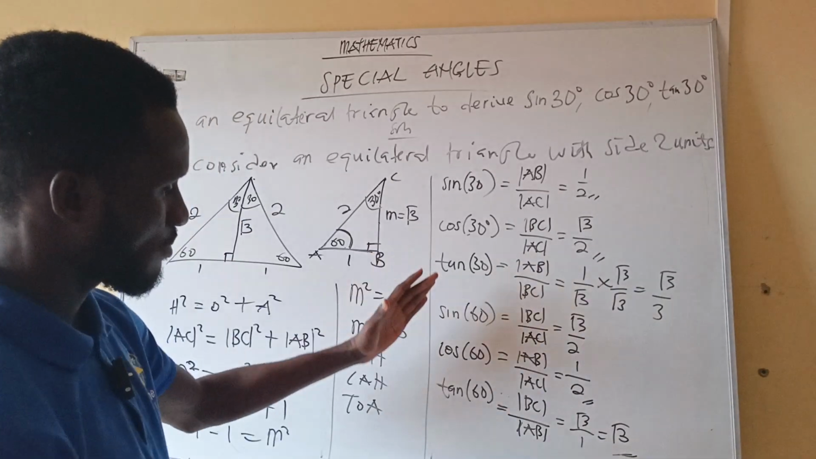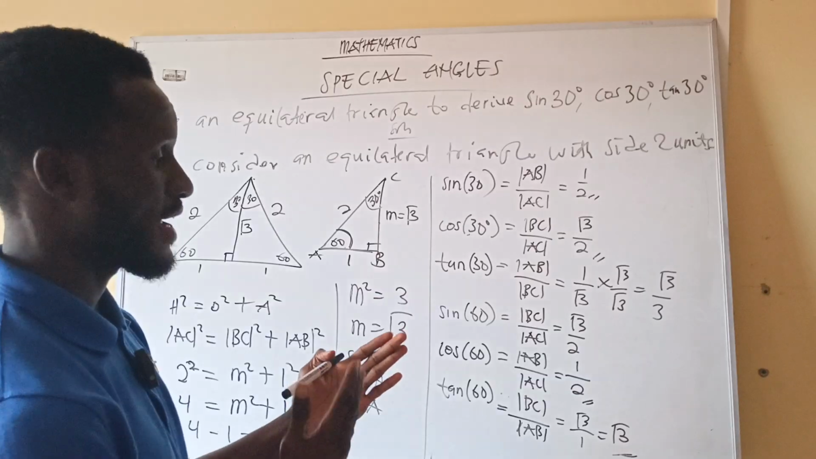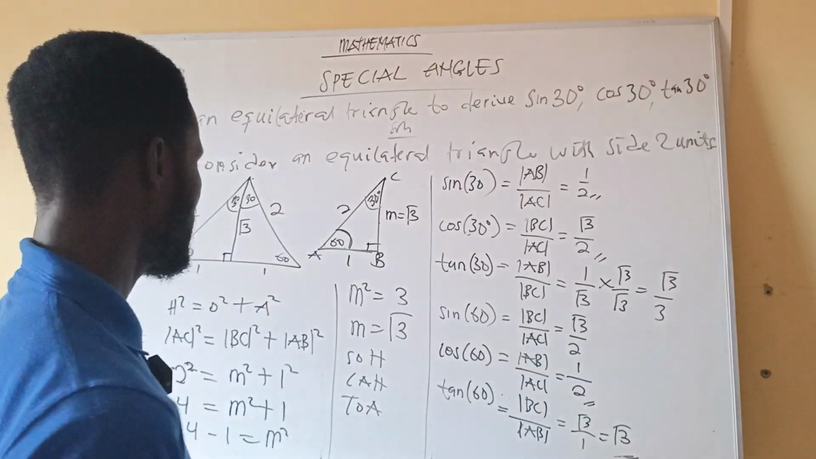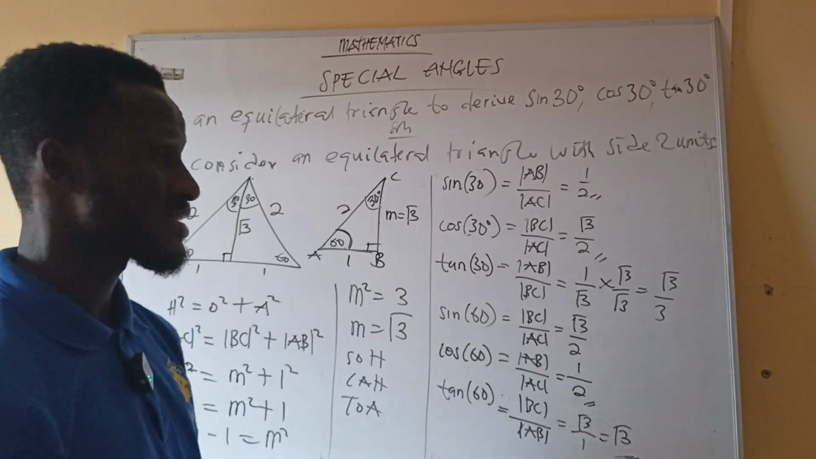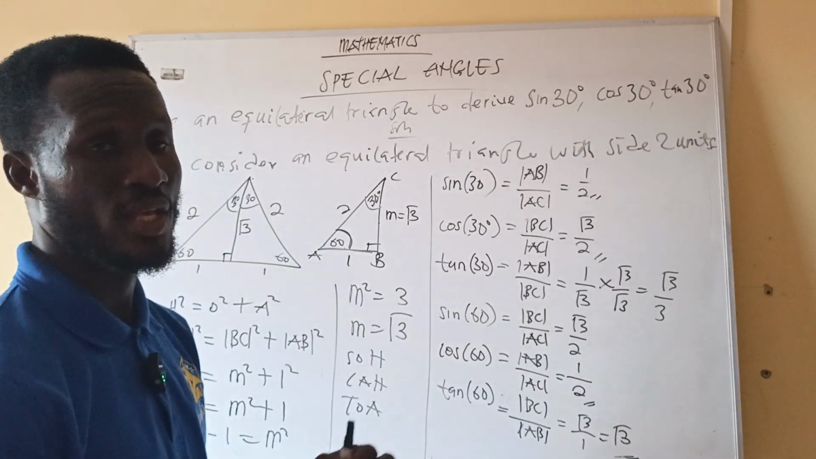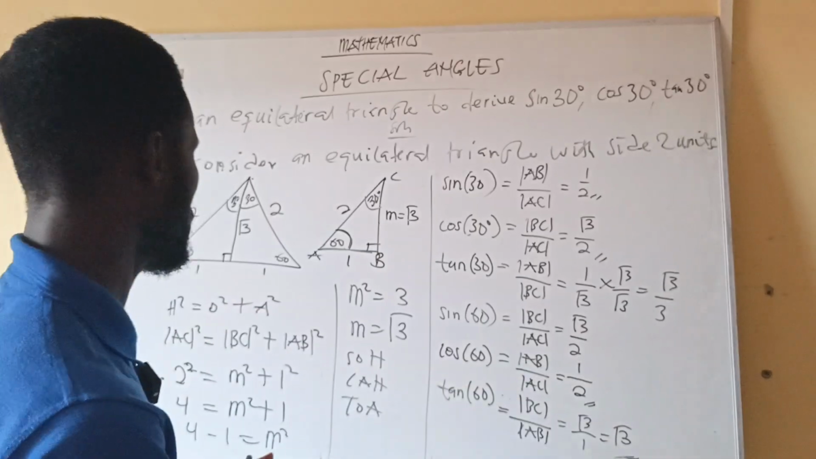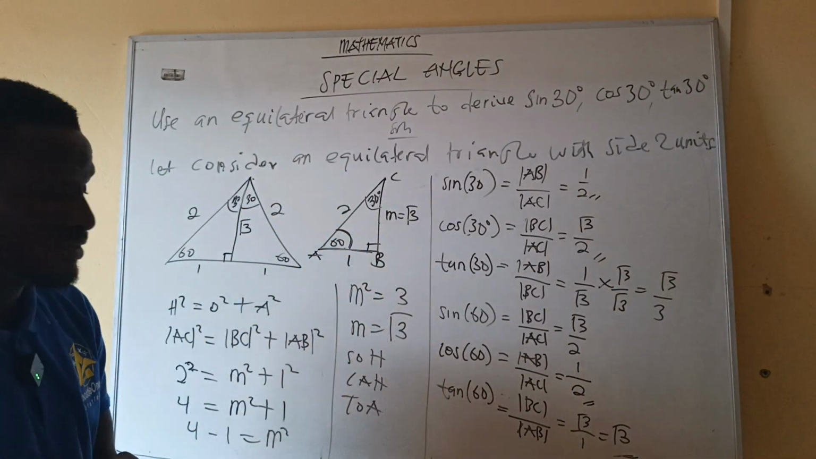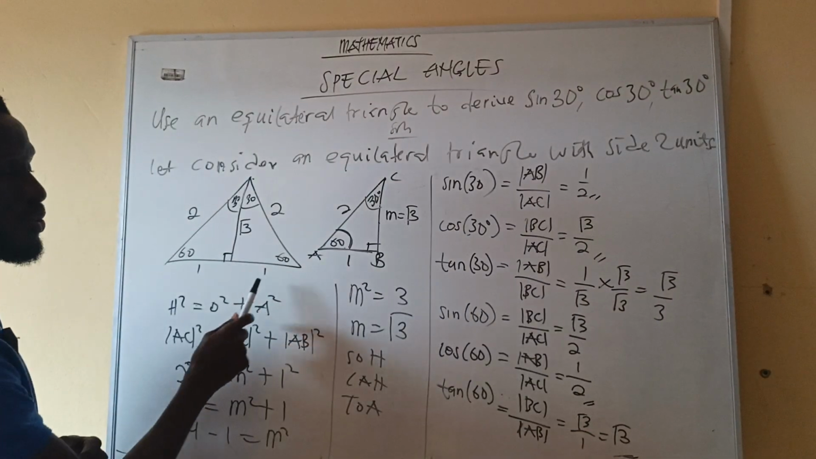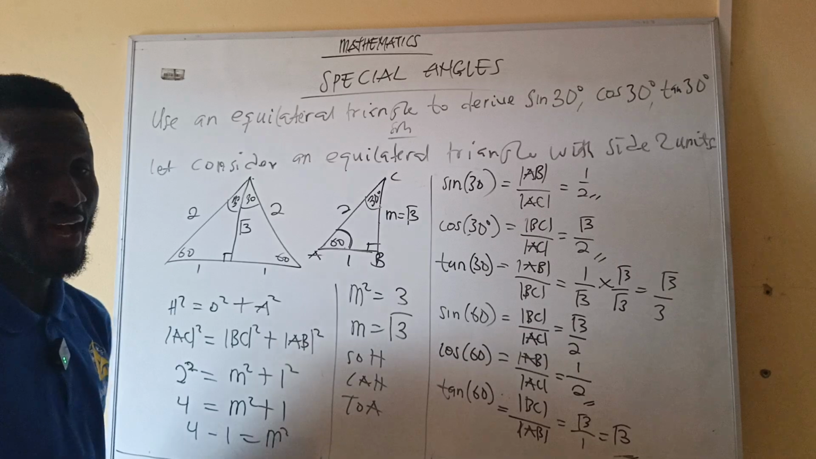Now you can see the complementary angle, how we can prove sine 30 and then sine 60. These ones are from an equilateral triangle where all the sides are equal. If I consider an equilateral triangle with a side of 2 units, it means all of my sides are 2 units. When I divide this one into 2 to get a right angle triangle, then here is supposed to be 1, here is supposed to be 1. You get it? You solve for the remaining side, then you get the answer.